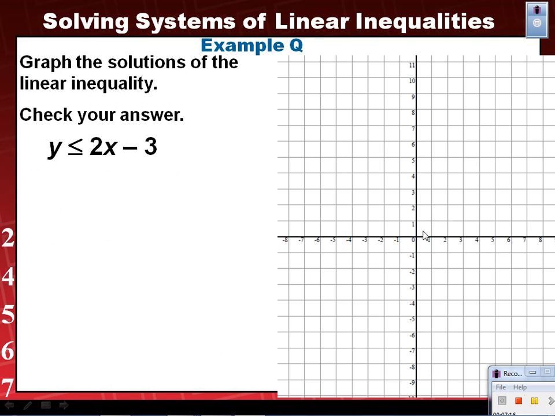Example Q. Don't do this one behind your Cornell notes. Do it on the new graph that you just got right now. Okay? Thank you. At the top left, write example Q, and it says, graph the solutions of the linear inequality. Check your answer. Yes, write that down on the top left, I said. Example Q, graph the solutions of the linear inequality and check your answer. y is less than or equal to 2x minus 3.